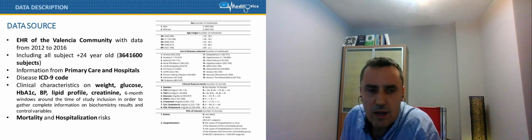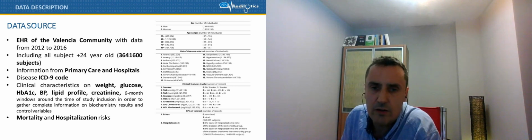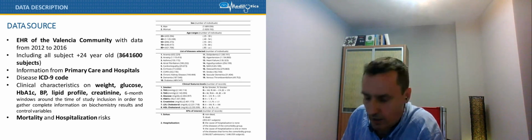The corresponding KPIs are mortality and hospitalization, and the table on the right represents, on the one hand, the division by sex and age range. These are the 19 diseases in which we are interested when we create different comorbidity groups. And then we have the corresponding clinical features that we are going to use to create the corresponding models as explanatory variables and the 2 KPIs of interest in the project.